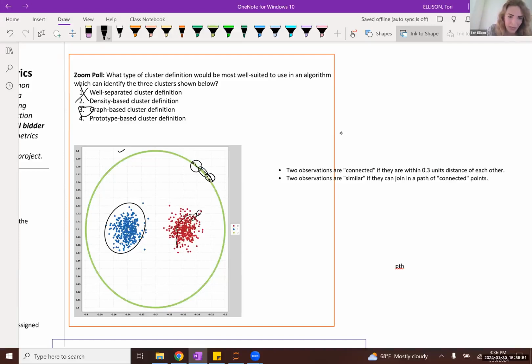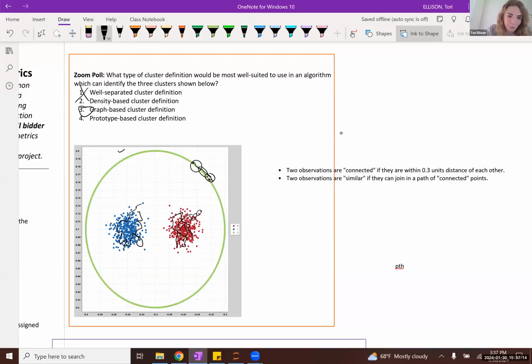So basically we can connect all of the red points to each other in a connected path, so they're all similar. We can connect all of the blue points in a connected path, so they're all similar to each other. However, for instance, there's no two red or green points that are within 0.3 distance of each other. So therefore, the red points and the green points will never connect to each other, so they are dissimilar.